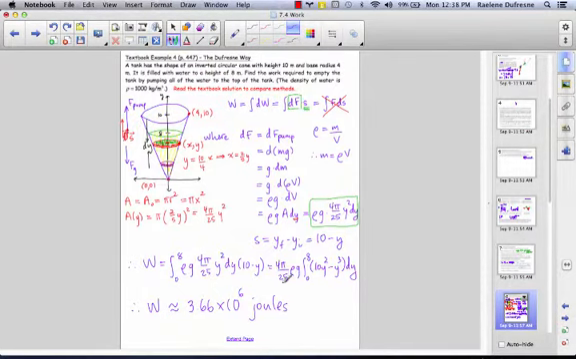I would be happy leaving all of this, 4 pi over 25 rho g, as a constant and then only doing the evaluation on the definite integral. So we have this value for work. So you can compare with the textbook example and see which approach you prefer.